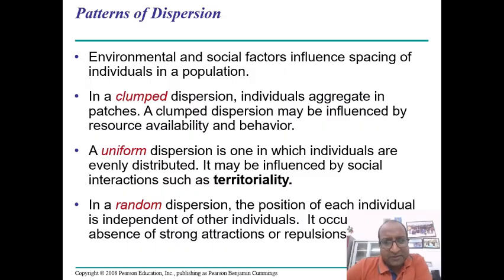A uniform dispersion is one in which individuals are evenly distributed, and it may be influenced by social interactions such as territoriality. Uniform dispersion means the individuals in a given area are distributed evenly. Resources are present everywhere in that area, and there is no competition or fight between individuals, so they can live well in a given place.